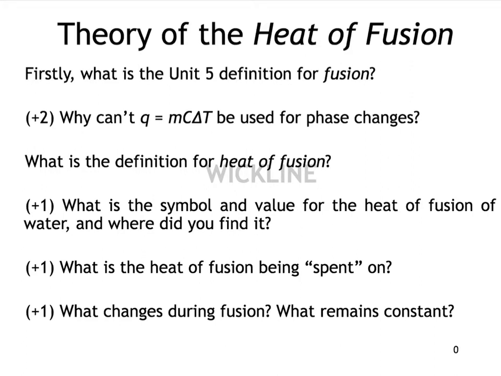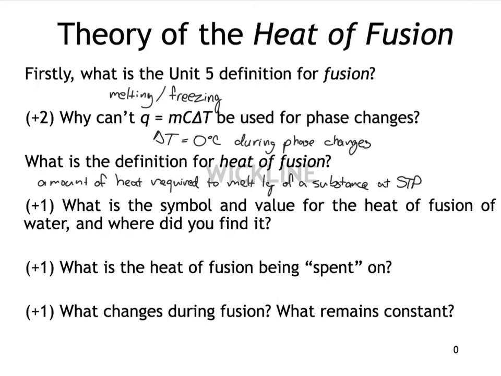All right, so the theory of heat of fusion. Firstly, in Unit 5, we use fusion to mean melting or freezing. And we cannot use Q equals mcΔT during phase changes because temperature is constant during phase changes, and therefore delta T would be 0. And the definition for heat of fusion, you may remember, is the amount of heat required to melt 1 gram of a substance at STP.